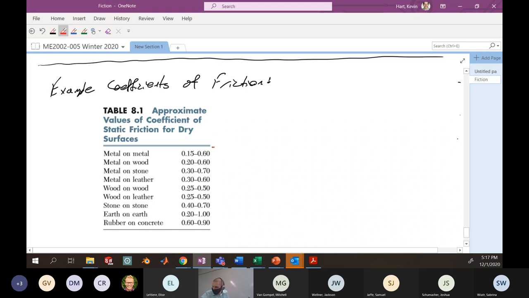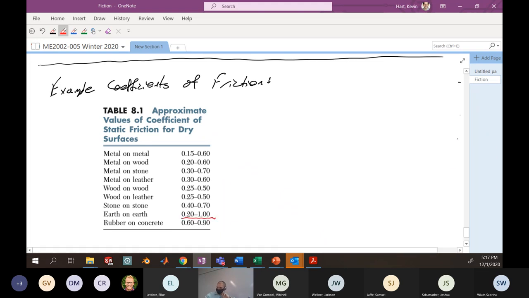Some examples here, metal on metal, ranging anywhere from 0.15 to 0.6. So if you're sliding aluminum on steel, a coefficient of friction anywhere in this range might be appropriate. Metal on wood, similar values. Metal on stone, very vague, but okay. Metal on leather. And you get some general ideas here. The lower the value, the more frictionless the surface would be. I wish they had some sort of ice here as an example, like metal on ice. That would probably be in the 0.05 range, if I had to guess. Okay. So very near to frictionless.